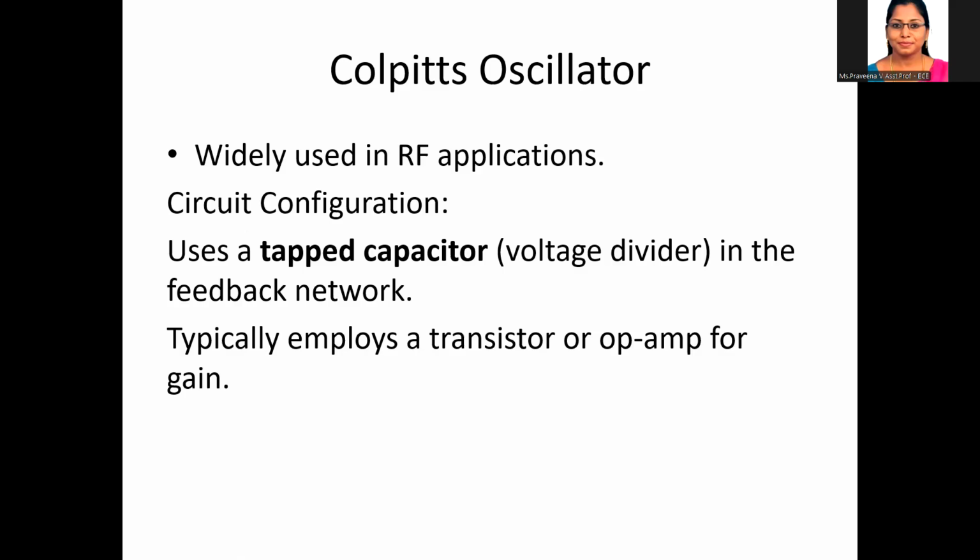Let us see the main advantages of the Colpitts oscillator. Frequency stability is very good, the circuit design is very simple, and it has excellent performance at high frequency. When it is at a high frequency, the oscillator will perform better. Because of these features, it is widely used in RF circuits, wireless communication systems, etc.